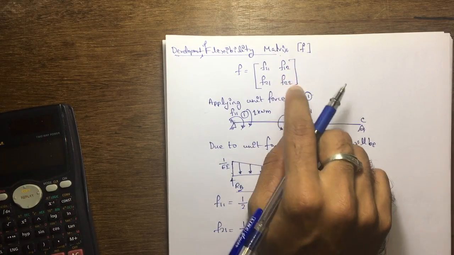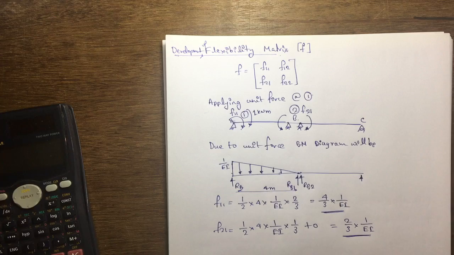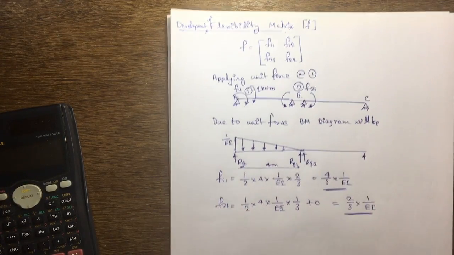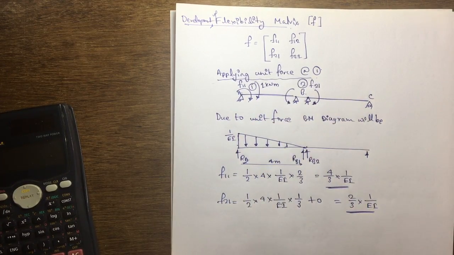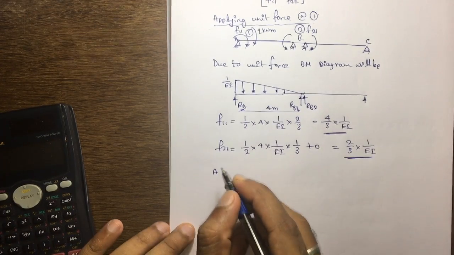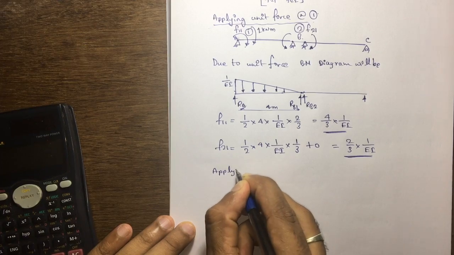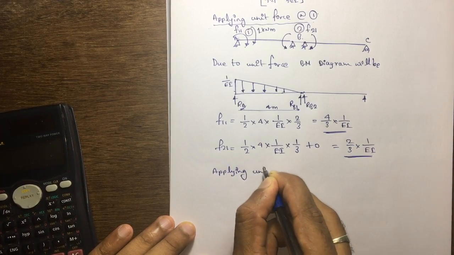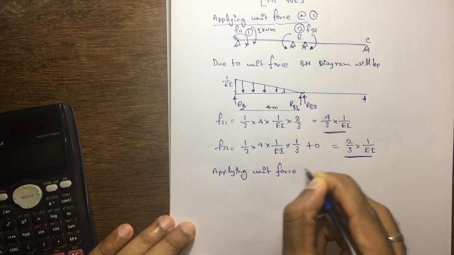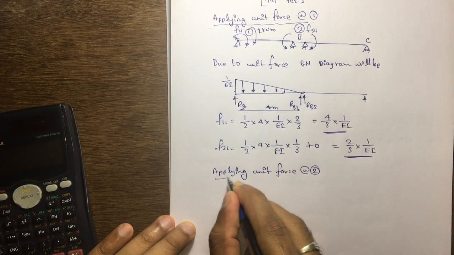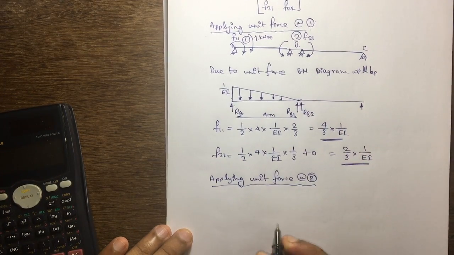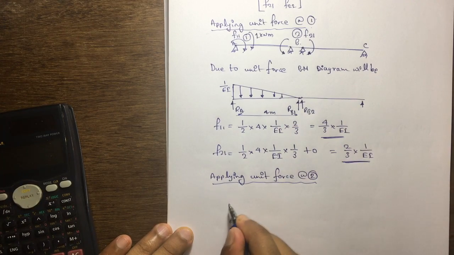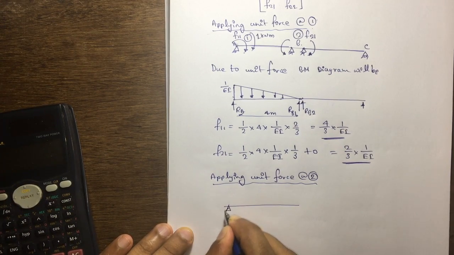We have to find the other two terms, F12 and F22. For that, here we applied at coordinate 1, now we have to apply unit force at 2. The same diagram we have to repeat here. There are not many changes, I will just draw the two beams.